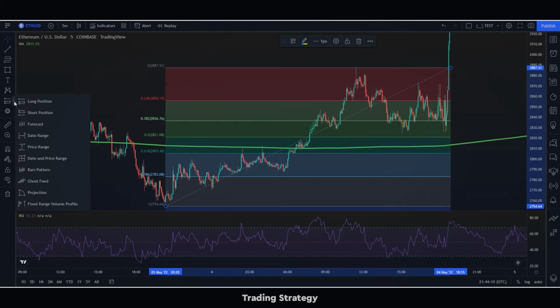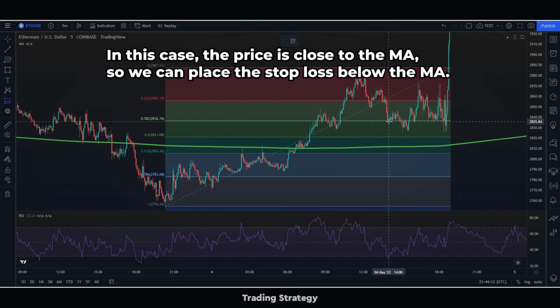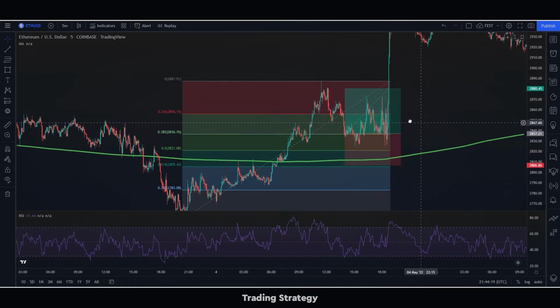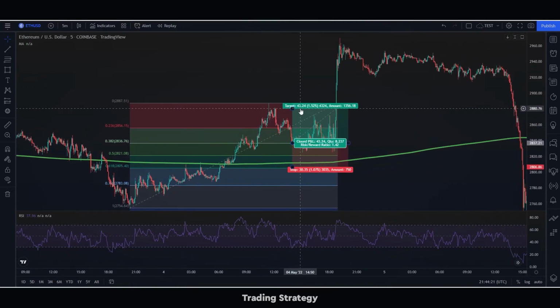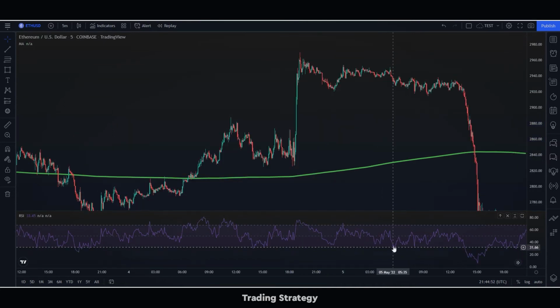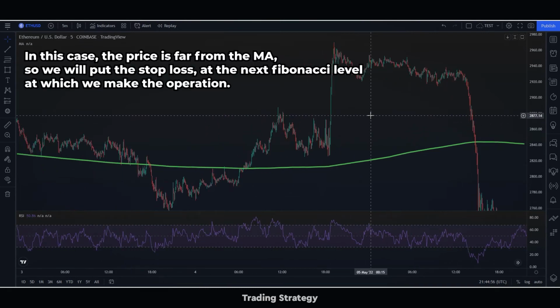In case the price is close to the moving average, we will place the stop loss below it, and the take profit in a risk-benefit ratio of 2:1. That is, twice our stop loss. In case the price is far from the moving average, we will place our stop loss below the next Fibonacci level, also with a risk-benefit ratio of 2:1.